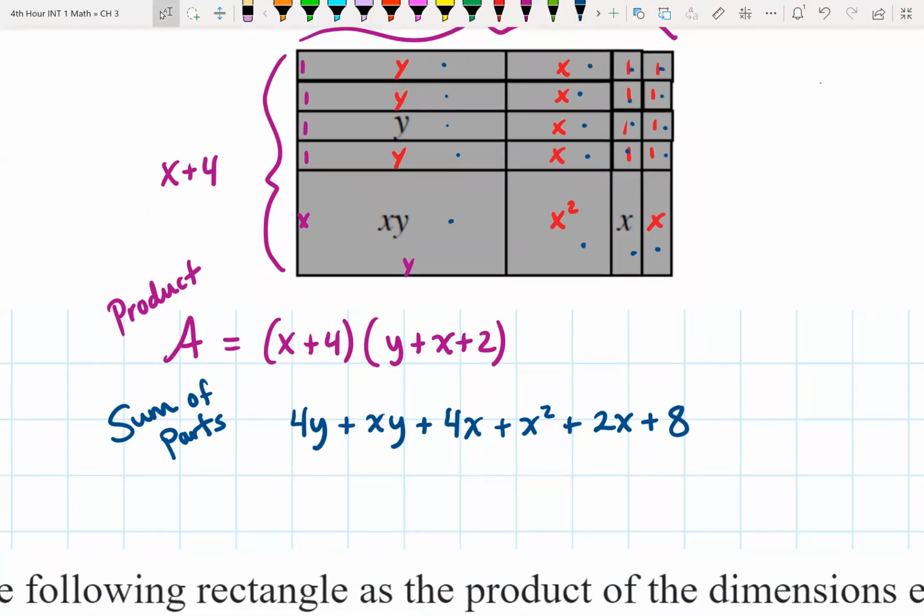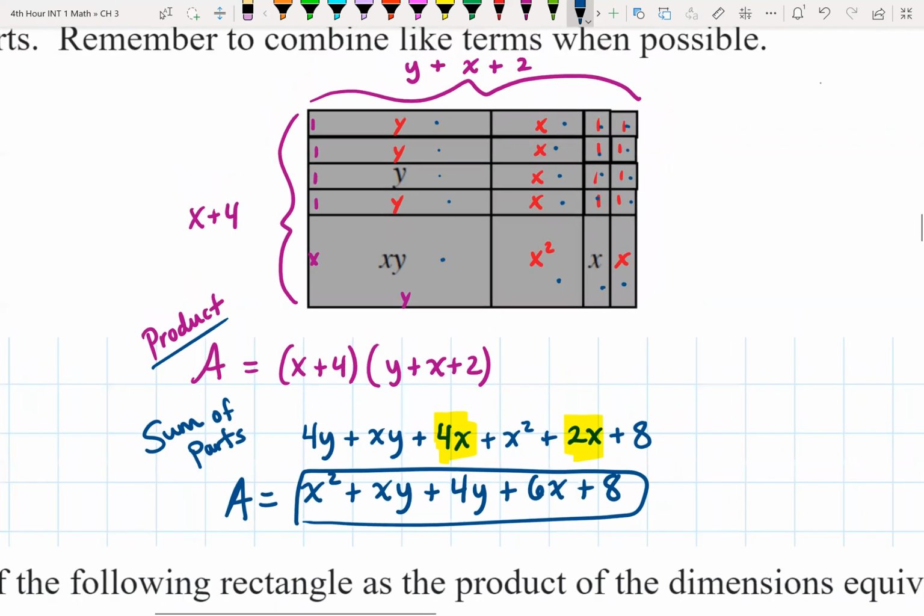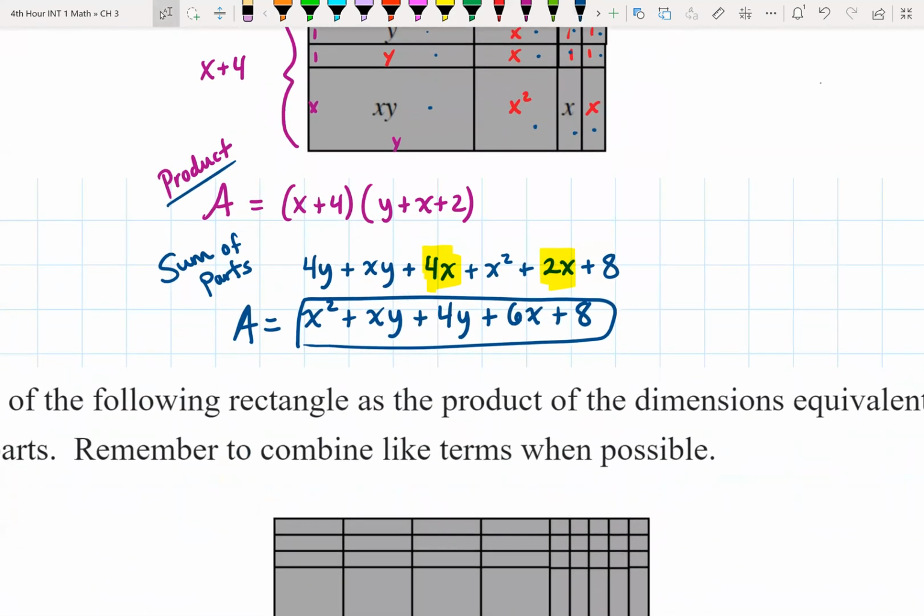We'll simplify this by combining any like terms we can. Obviously, these can be combined. Nothing else can. And we'll take that larger exponent and bring it out front like this. Otherwise, the order really doesn't matter here. That's the sum of the parts. So these two both represent the area. This is the area as the sum of the parts. This is the area as the product of the dimensions. If we were to multiply these things out in the product, we should get the sum of the parts.